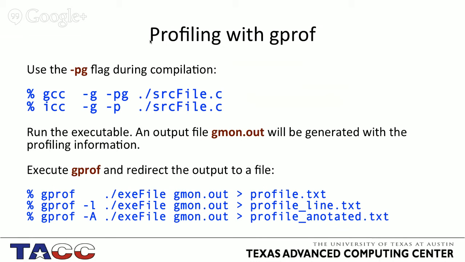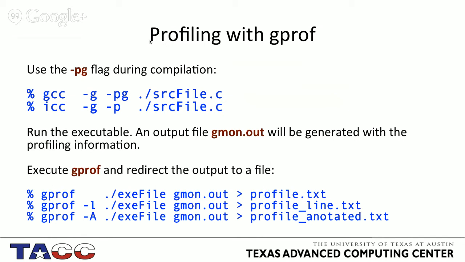Once you have the code built in this way, you just run it as you would normally run it. There's nothing special about the run. At the end of the run, you will have a single file called gmon.out. And you will have to use that file to generate the text profile. You use it with these commands. gprof will simply give you a flat profile and a call profile. gprof -l will give you a line-by-line profile, and gprof -A will give you the annotated profile.